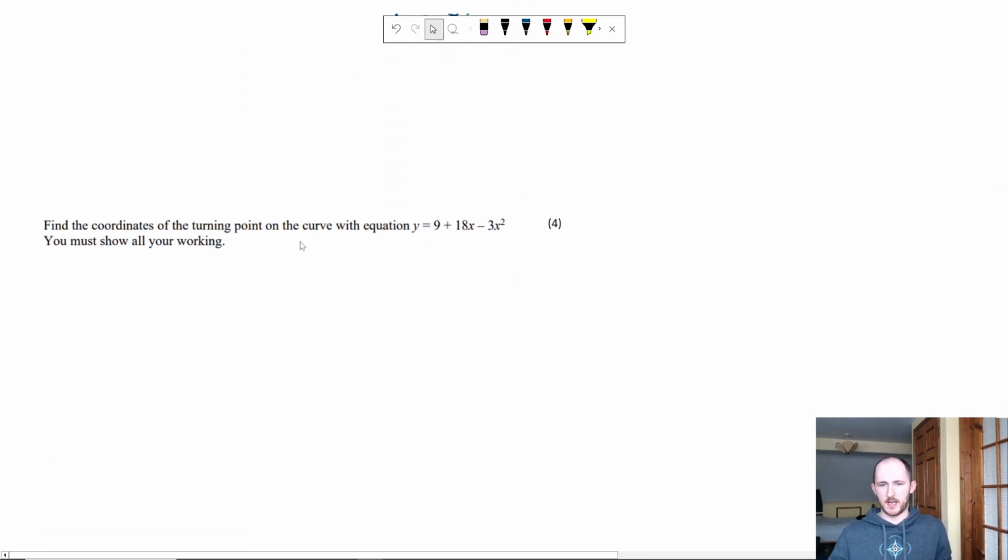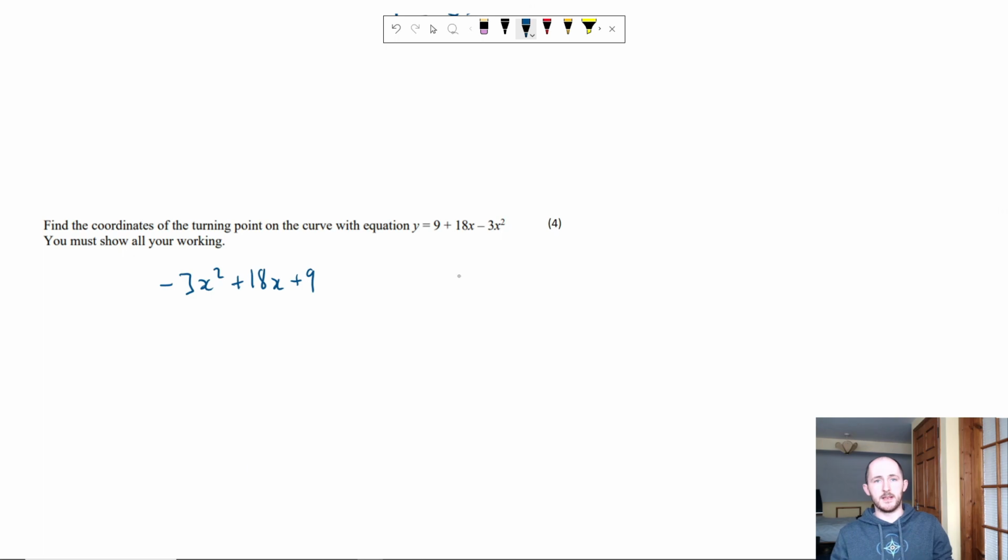Find the coordinates of the turning point of the curve with this equation. Okay, this is the same thing that we've been doing previously, it's just that they've wrapped it all up in one question. If you notice, in the previous questions it was a 3 marker and then a 1 marker. This time it's just one big 4 marker. I'm going to rewrite this so that the x squared's first, just to make it all nice and consistent.